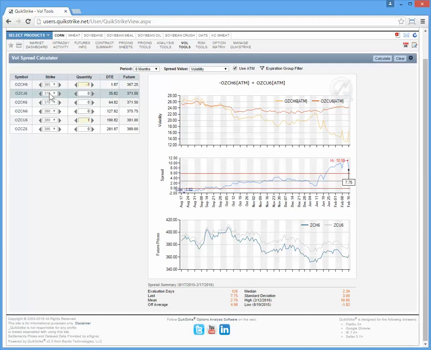Now you may very well do a put spread, right? And then you might want to track that put spread's volatility spread as well. So you can do that. In this case, we're looking at the money, and essentially we're looking at the straddle spreads, right?